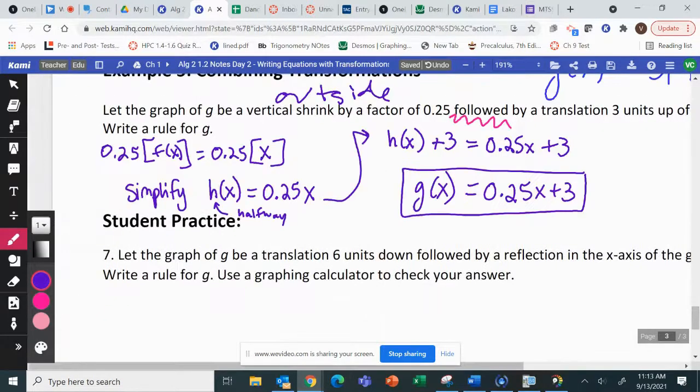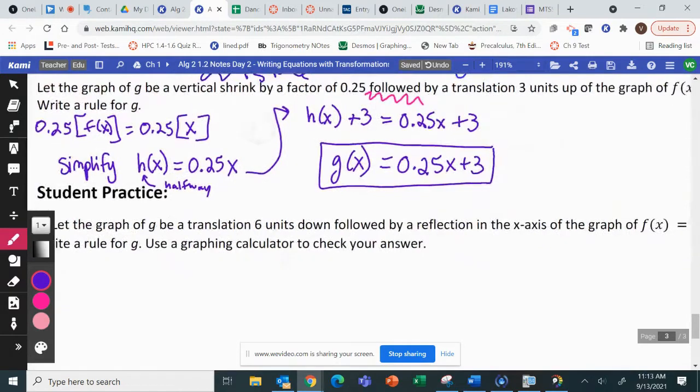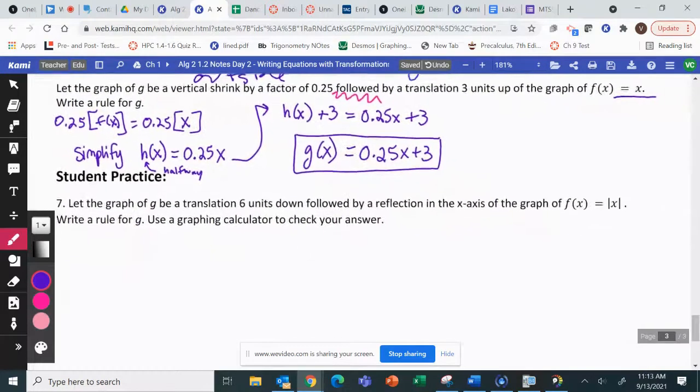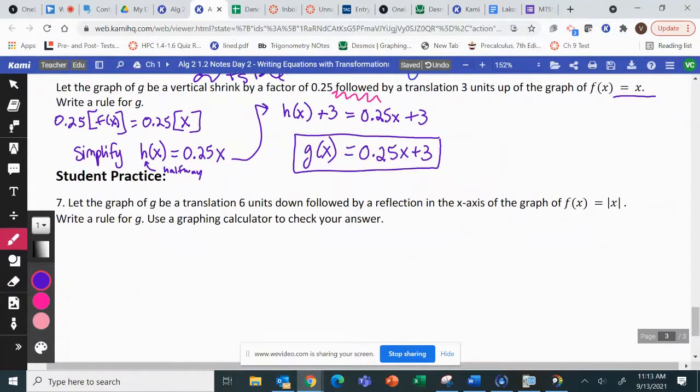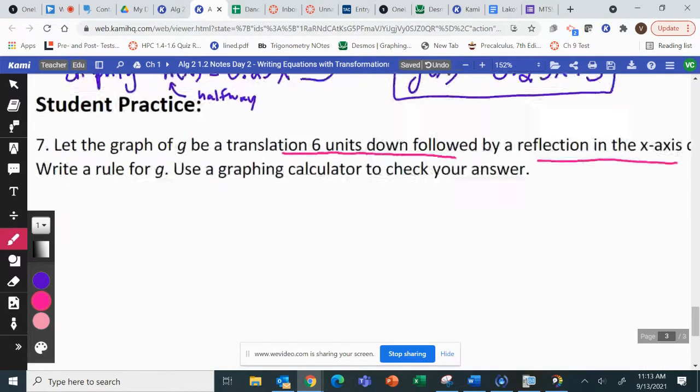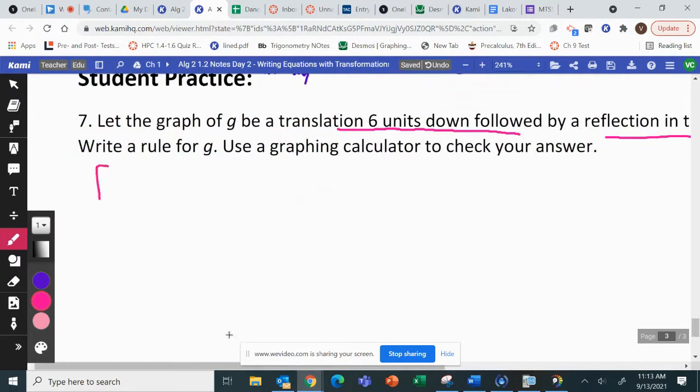So when you have multiple transformations, you have to do them in order. This next one says, let the graph of g be a translation 6 units down, followed by a reflection in the x-axis. So the first thing we have to do is the 6 units down. So f of x, we're going to take away 6. Vertical goes on the outside.